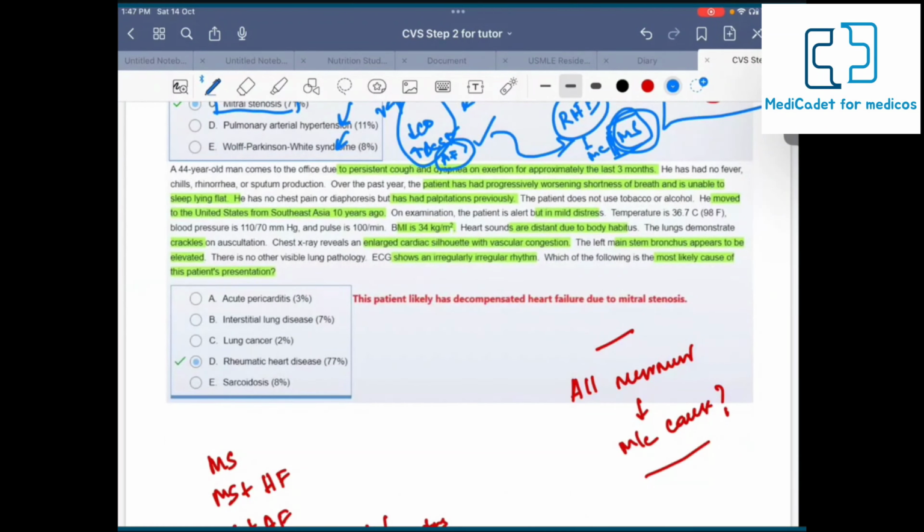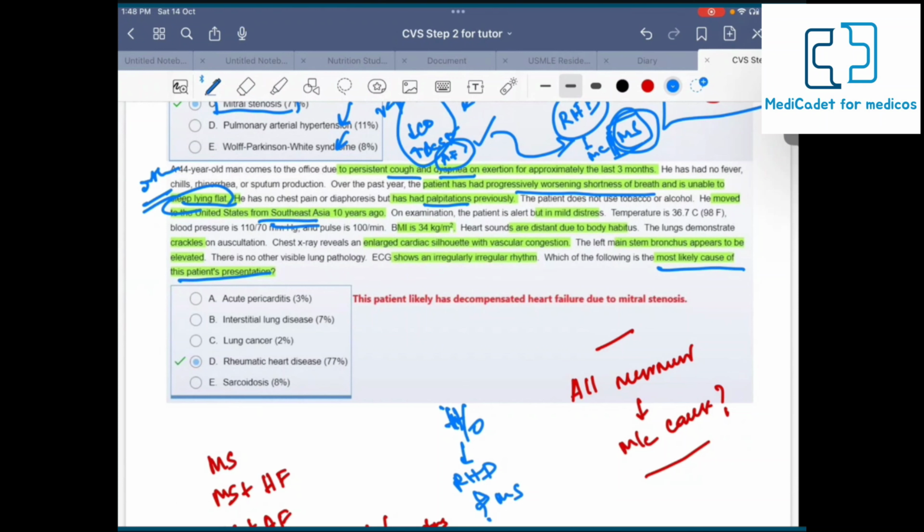So here they ask for the most likely cause of the patient's presentation. Let's see what they have mentioned in the symptoms. Cough, dyspnea on exertion for the past 3 months, progressive worsening shortness of breath, unable to lie flat, which is orthopnea. Okay, and he has had palpitations before, and he immigrated from Southeast Asia. This immigration history component is mostly towards RHD. Whenever I find an RHD history, MS comes first in my mind. Okay, so that is on the top.